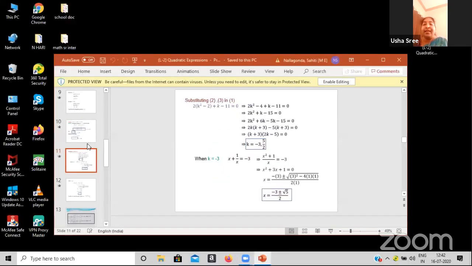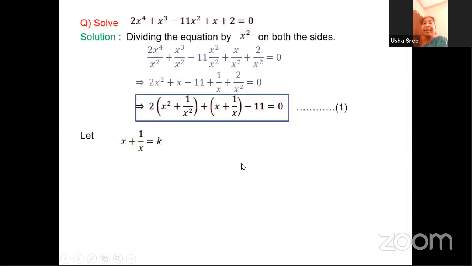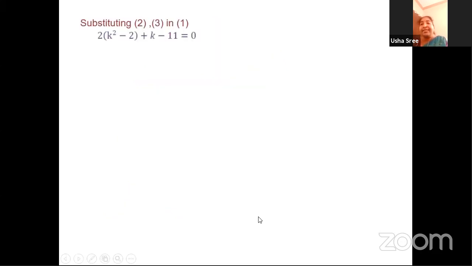Now look at your first, second and third equations carefully. In the first equation, your first bracket is x² + 1/x² that we have calculated, isn't it? And x + 1/x, we are taking the substitution as k. So these two values can be substituted in equation number 1. So after substitution, you are getting it as 2(k² − 2) + k − 11 = 0. Right.